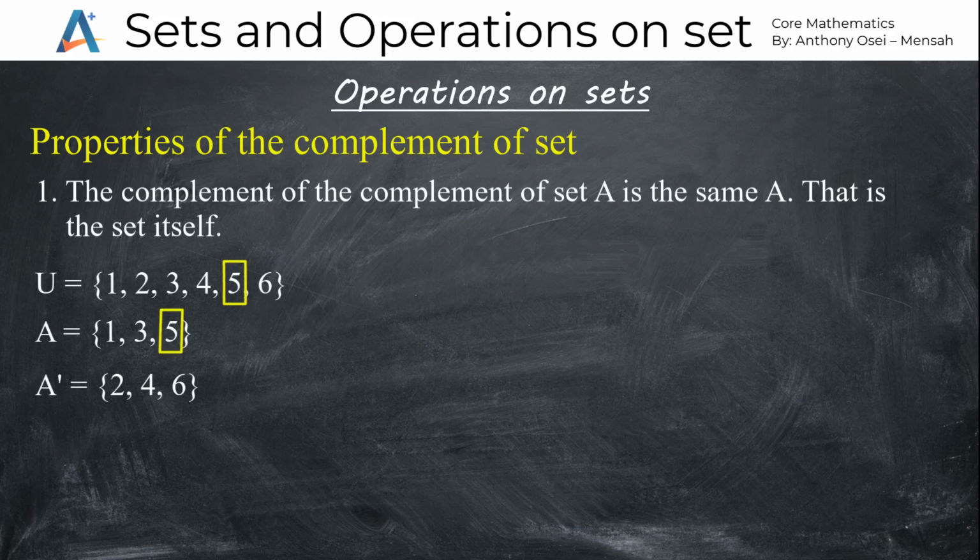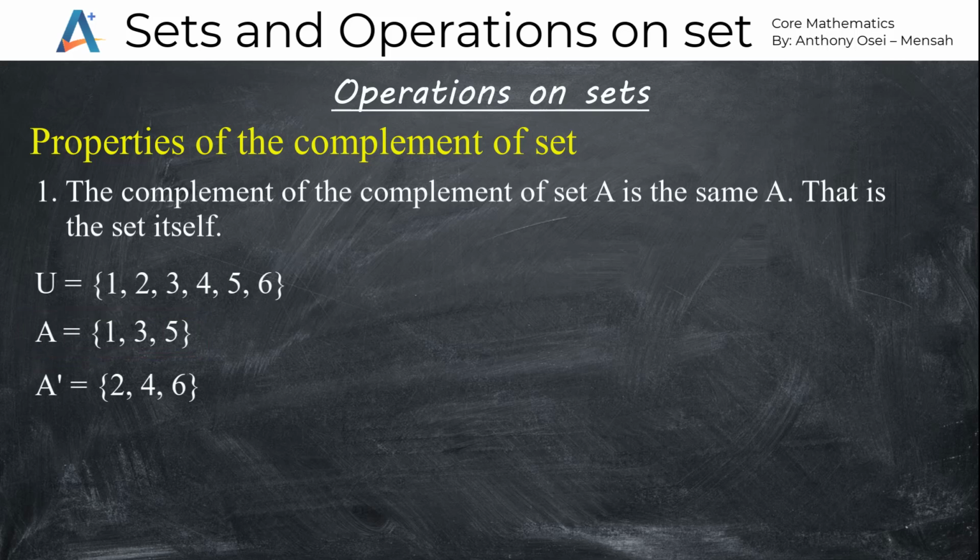5 is in both sets. So 5 is not a complement. But 6 is in the universal set and it is not in set A. So 6 is a complement. So the complement of set A as compared to the universal set will be 2, 4, 6. So 2, 4, 6 are in the universal set, but they are not in set A. That is the meaning. Now look at the property.